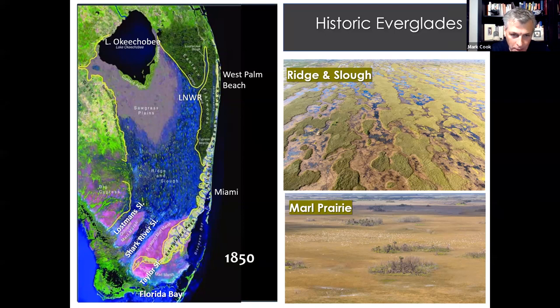would have looked like prior to drainage, in about the middle 1800s. And the Everglades literally was this river of grass. We would have these seasonal flows coming out of Lake Okeechobee during the wet season. This would overflow through the sawgrass plain into this major landscape feature, which we call the ridge and slough landscape. And that's this landscape here on the right in this picture.